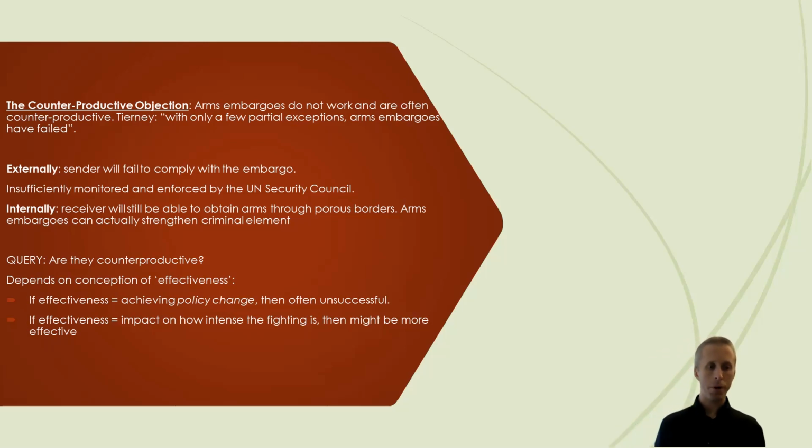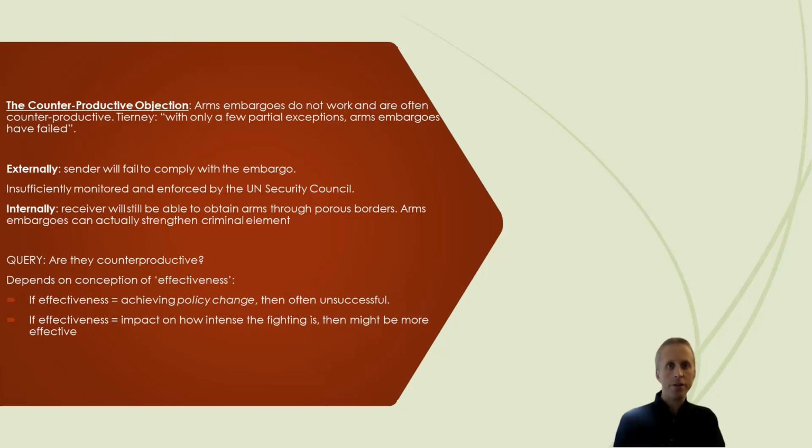Now let's look at some responses here. It's not altogether clear that arms embargoes are in fact counterproductive and in particular ineffective. A lot depends on how we should understand effectiveness. If we understand effectiveness according to whether arms embargoes achieve policy change, it doesn't seem likely that they're going to be able to do much. Stopping the flow of guns, for instance, seems unlikely to get states to give up their territory or leaders to quit their jobs.